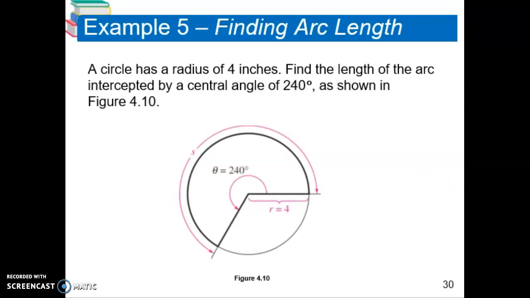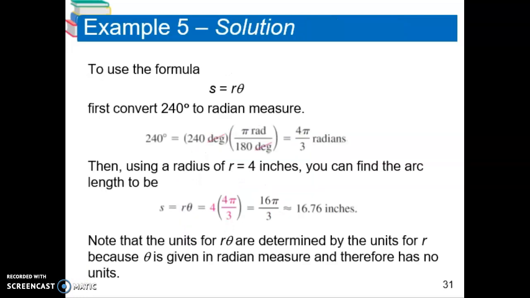Here we have a circle with a radius of 4 inches. We're asked to find the arc length intercepted by a central angle of 240 degrees. We are going to use this formula: arc length is equal to the radius times theta, where theta is in radians. First, we have to convert 240 degrees into radian measure. We do that by multiplying by pi and dividing by 180 degrees. 240 degrees is equivalent to 4 pi over 3 radians.